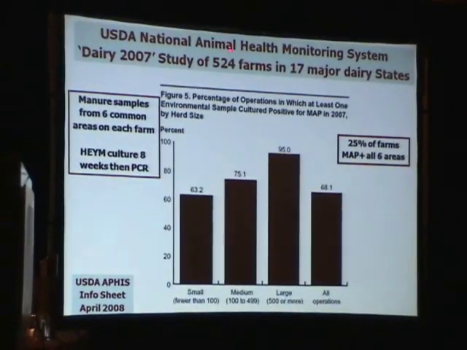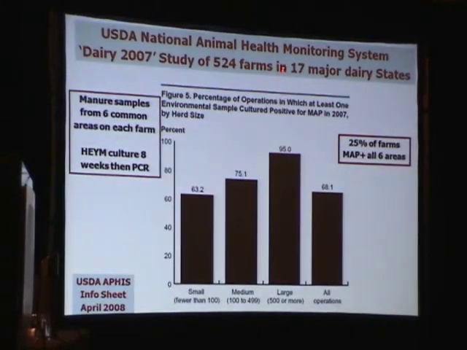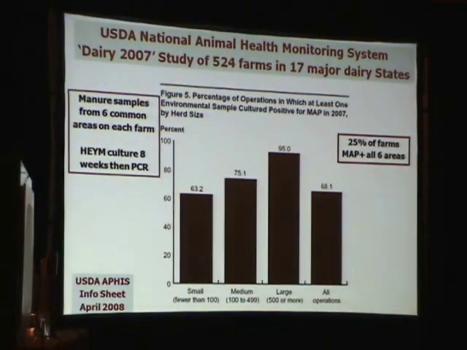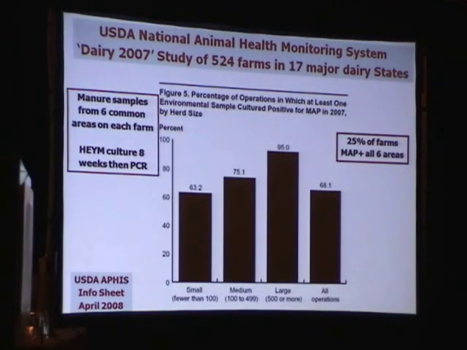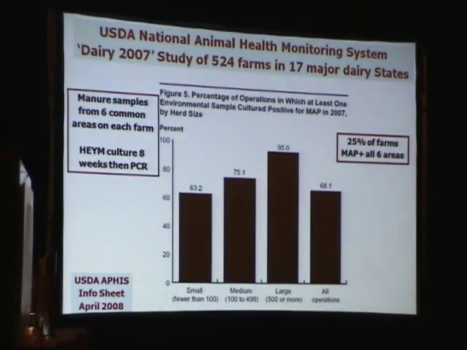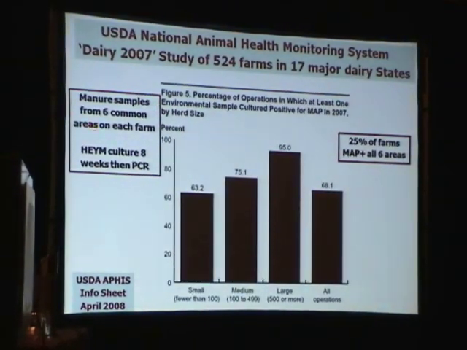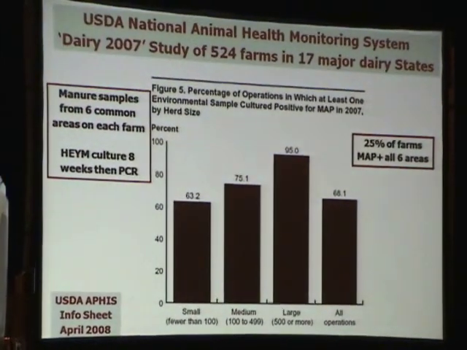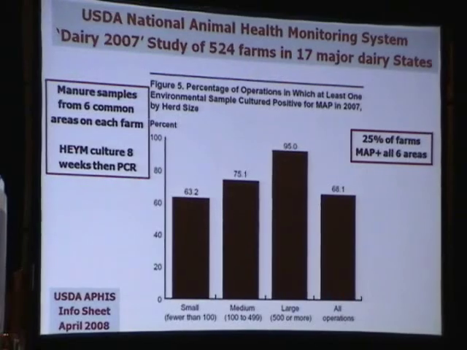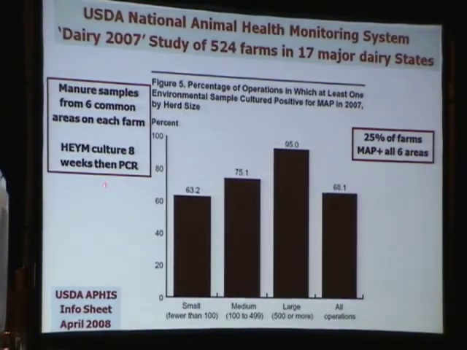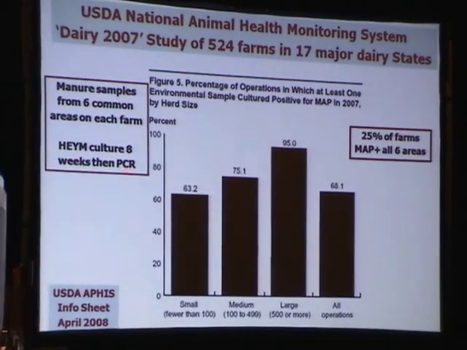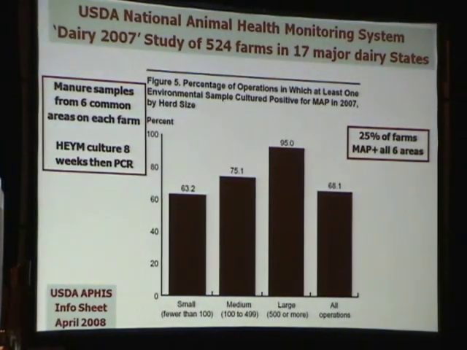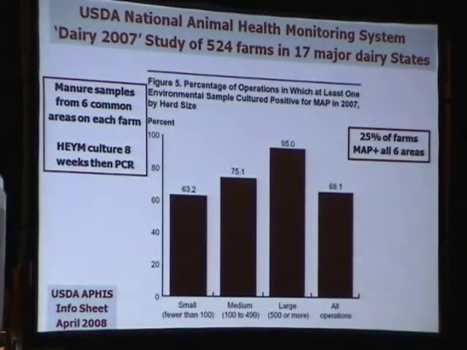What they did was to study 524 farms in 17 major dairy-producing states, representing a very wide range of climatic conditions. On these farms, they took manure samples from 6 common areas, such as pens, alleyways, milking parlour, the slurry pits, and so on. They cultured them on Herald egg yolk media for 8 weeks, and then did PCR for paratuberculosis on the alleyways.